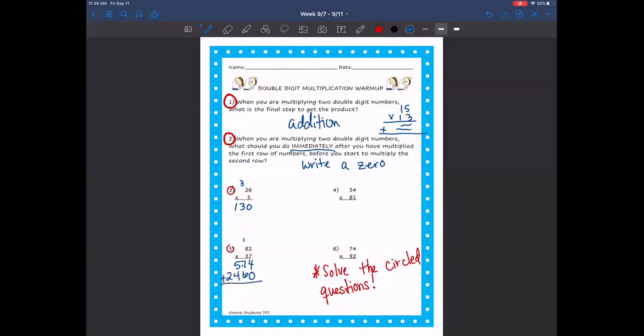I'm going to add it all together. So 4. 6 plus 7 is what? 13. 5 plus 4? 9. Plus 1? 10. And then 2 plus 1? 3. Is that what everyone got? Yes. All right. Awesome. Okay, so any questions on the bell ringer?